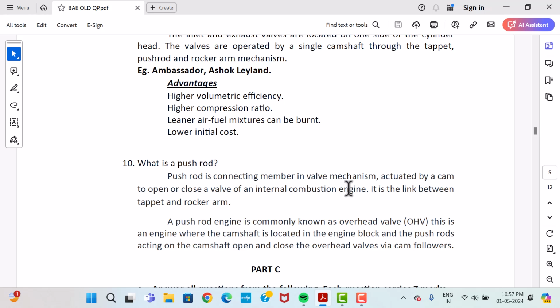That means the camshaft is there, on that the cam is there. The cam operates the tappet. Due to the movement of the cam, the tappet will move up and down. The tappet is connected to the push rod, so the push rod will move up and down. The end of the push rod is connected to the rocker arm. The rocker arm will correspondingly push the valve, inlet and exhaust valve. So that is the function of the push rod.